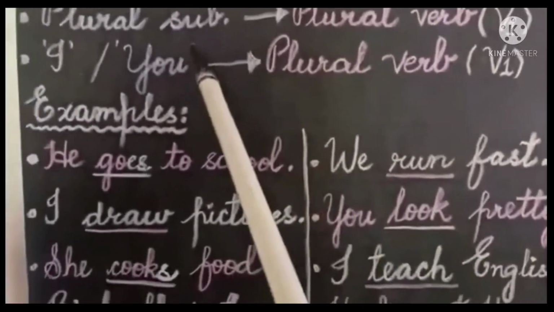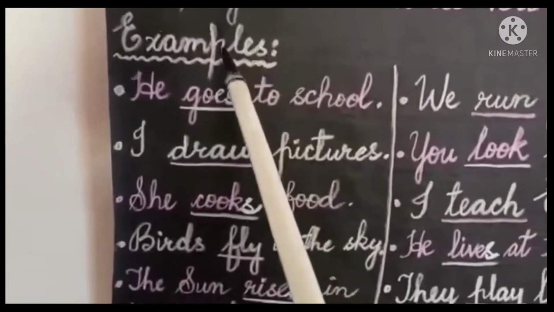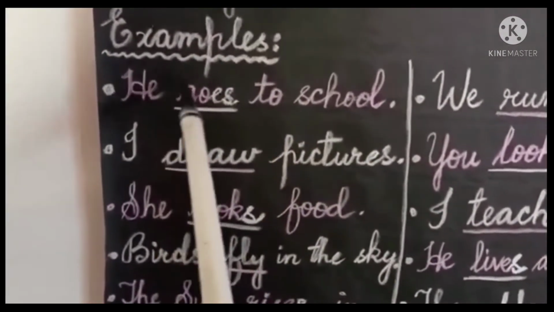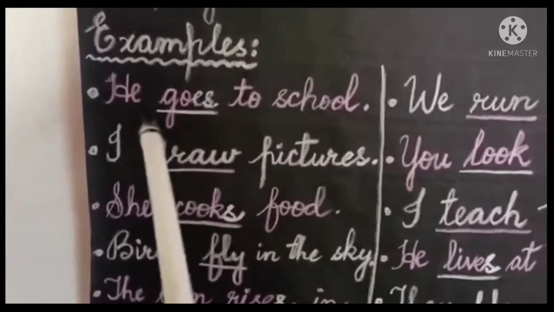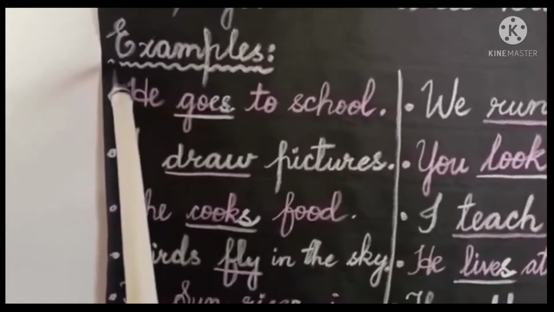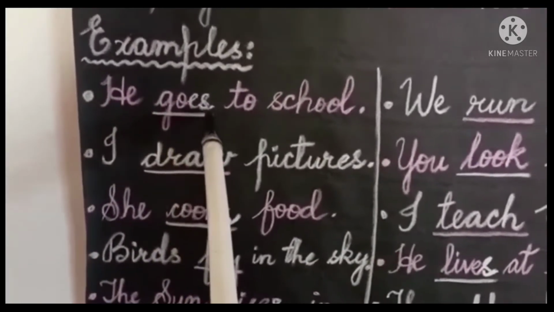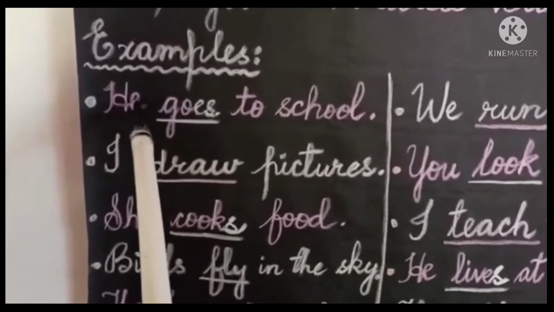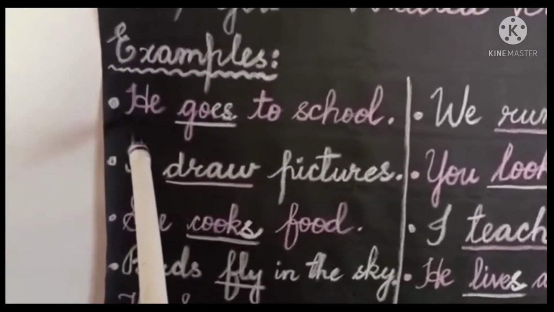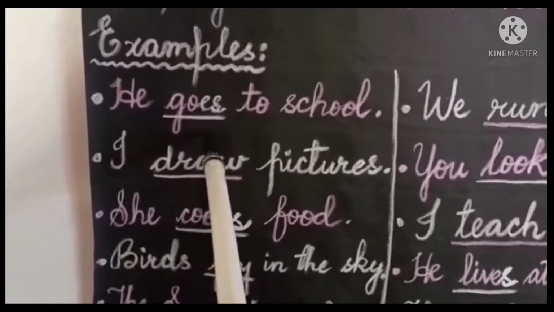My dear students, let me illustrate with the help of some examples. First is, he goes to school. He is used for a singular male. So here actually the verb is go, but we have added es, so it becomes he goes. Singular subject, it is taking a singular verb.